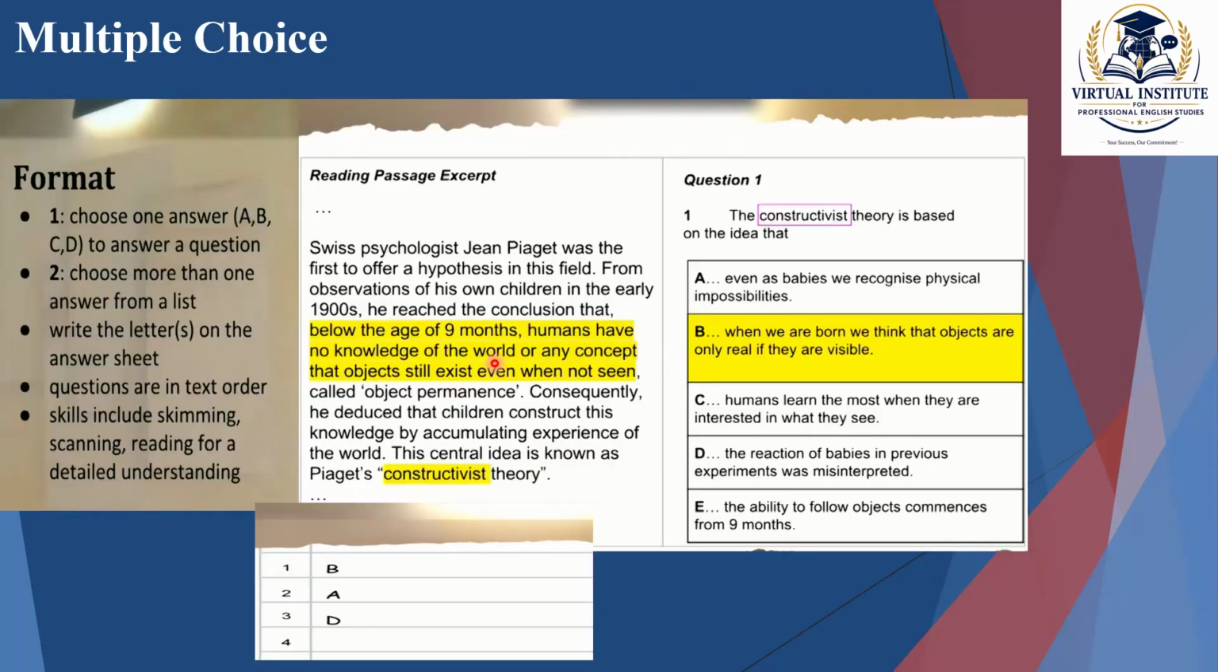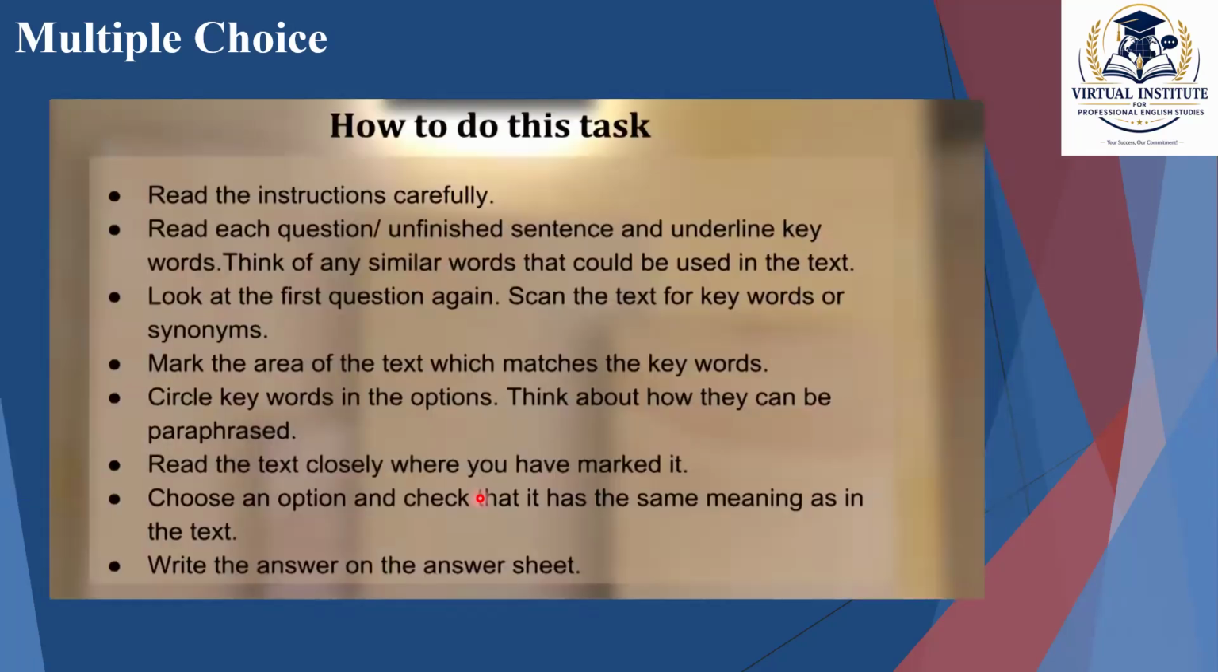For example, in this paragraph, when you scan the passage and you find the word constructivist, it means that your answer might be in this paragraph. So you mark it, right? And then you start reading the whole paragraph. This is how it should be done, okay?